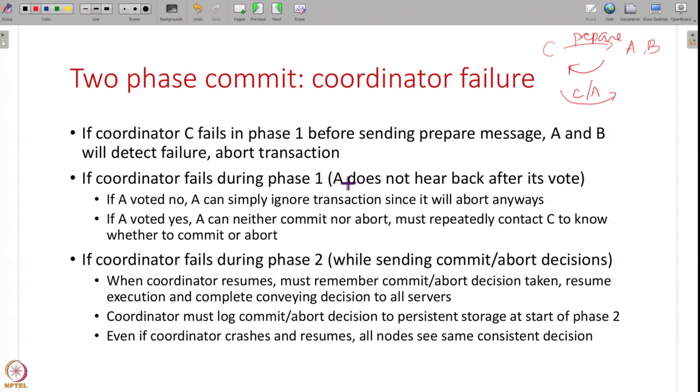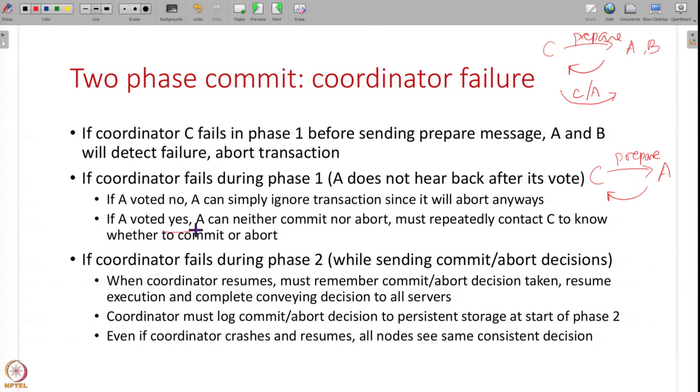Now, consider this node A. The coordinator asked it to prepare and node A voted something, either yes or no. Now, if node A voted no and then the coordinator failed, then what? It is okay. A will, through some heartbeat or something, detect that the coordinator failed. Anyway A didn't want to do the transaction. So, it is happy, it will say okay, the transaction is aborted anyway, there is no way the transaction can continue because I voted no. So, A will forget about the transaction, it is done, no complication there.